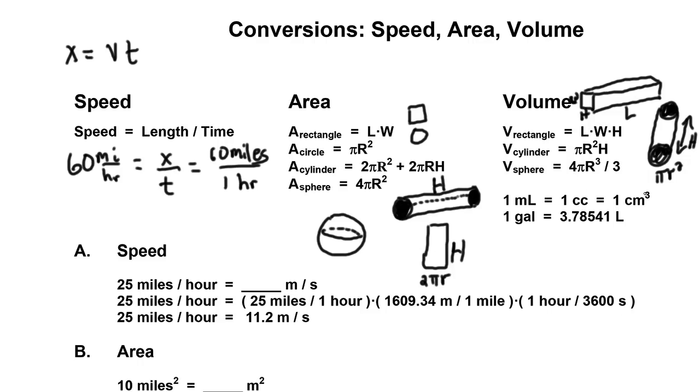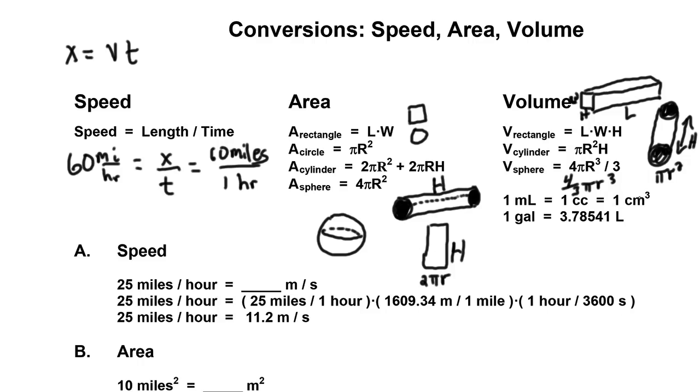I almost missed that 3 right there. See, volume of a sphere, 4/3 pi r cubed. One thing you should know is that 1 milliliter is equal to 1 cc, which equals 1 cubic centimeter. This statement is valid always. This is always true. 1 milliliter equals 1 cubic centimeter, which equals 1 cc. This will always be true.